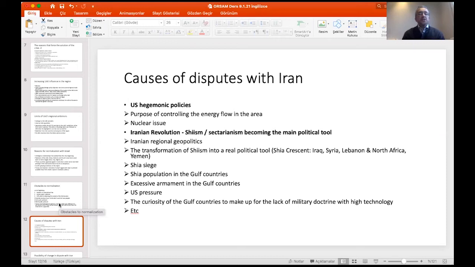The Shia population in the Gulf countries is very important in that regard, because Saudi Arabia's Gulf areas are populated with Shia people, and countries like Bahrain have Shia majorities as the main part of their population. And then the U.S. pressure is also very important to sell arms to the Gulf countries.